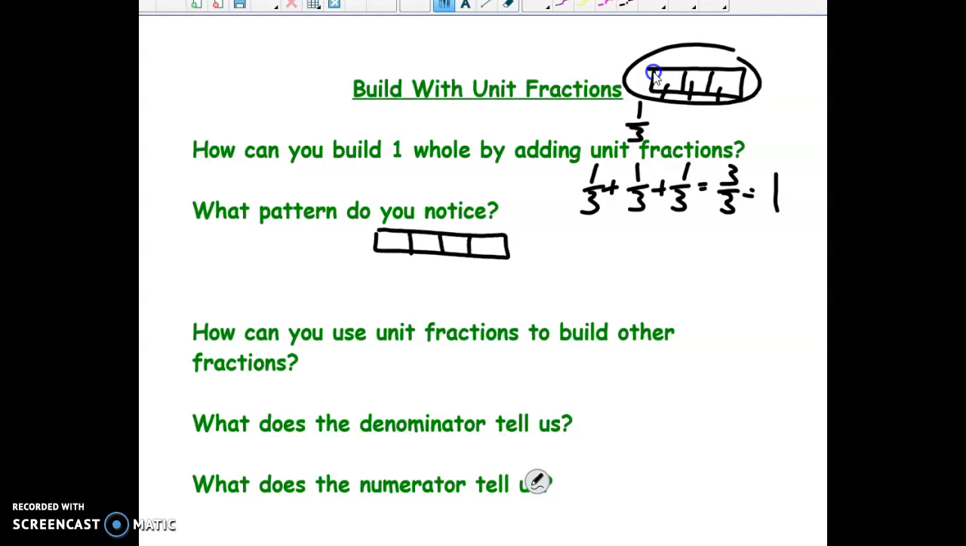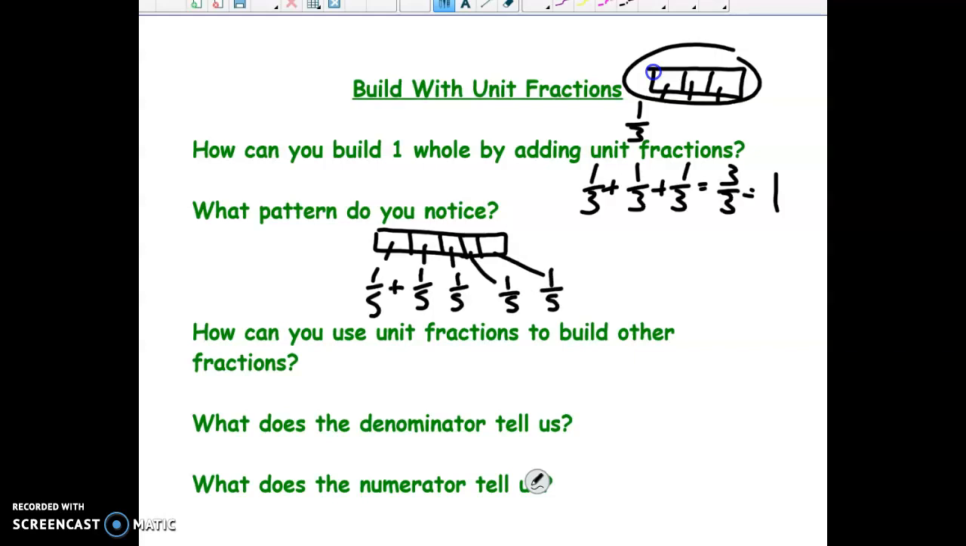Oh, that's fourths. Sorry. All right. It should be equal sizes, right? But I think you get my idea. So how many fifths would you need to make one whole? Well, there's 1/5. There's 1/5. There's 1/5. Here's 1/5. And last 1/5.